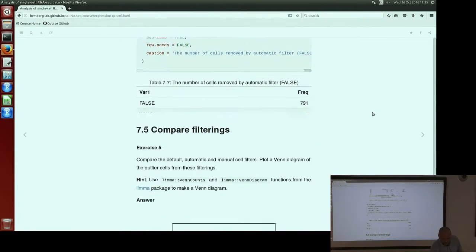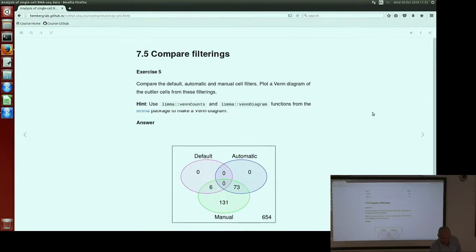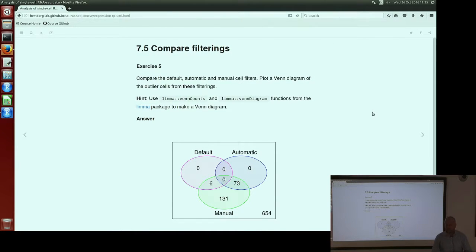And now we can actually compare these different filterings with each other. For this, we use a limma package which contains the Venn diagram function. A Venn diagram is usually used when you have several sets which can overlap, and you want to see the overlap between each pair of the sets. So here we have our manual filter, the default Scater filter, and the automatic Scater filter.